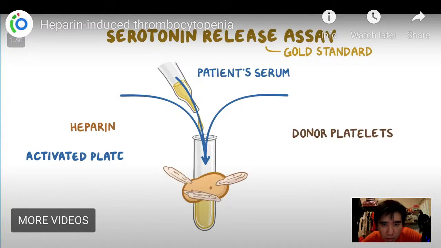So the patient's serum contains the antibodies, and then donor platelets will combine with heparin to form the antigen, the PF4 heparin antigen.